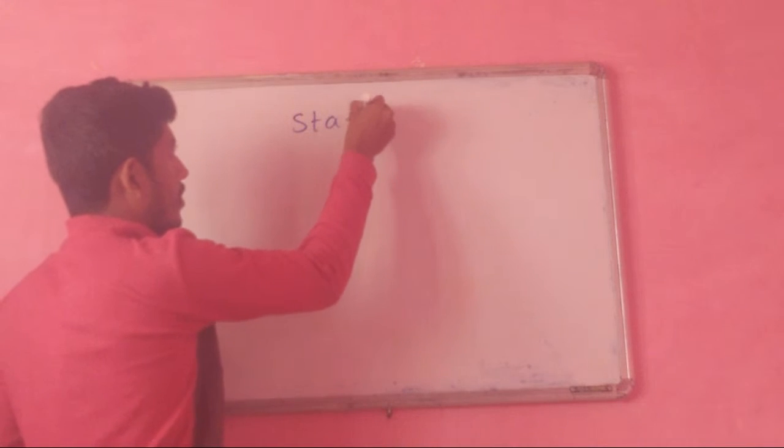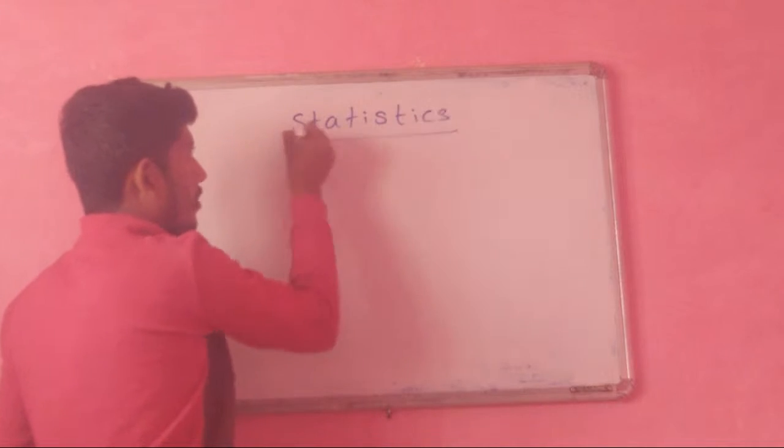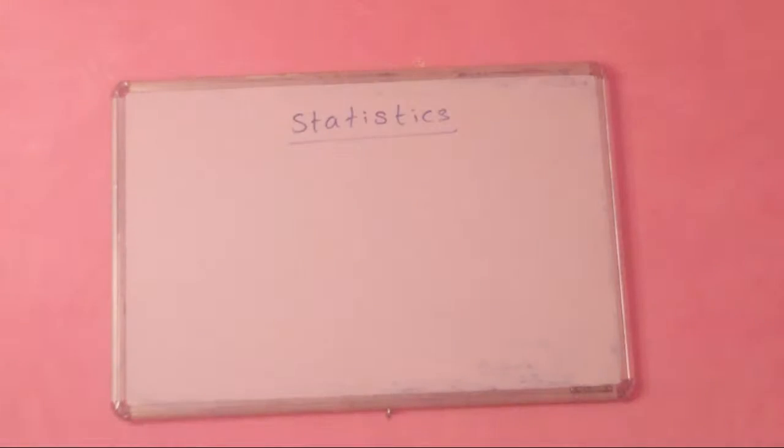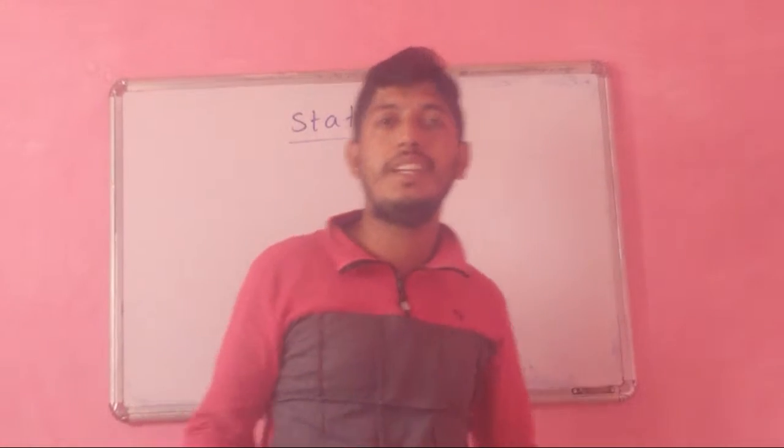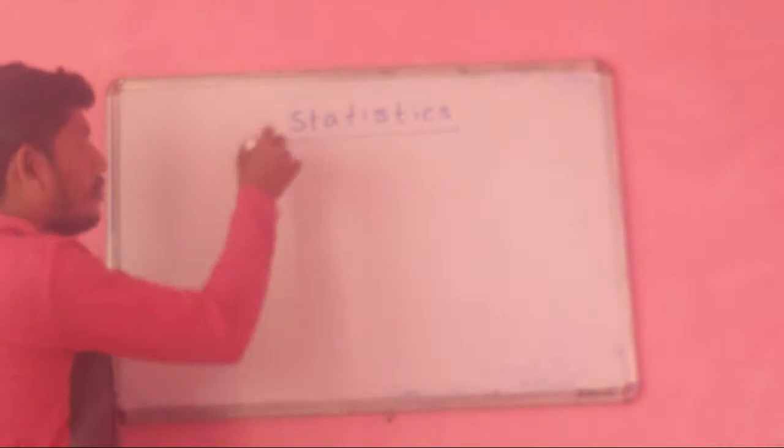So, in the standard 9th, we learned about statistics. So, what is meant by statistics? What do you know about statistics? We know only one thing: in statistics we have to find out mean, median, and mode. So, what is meant by mean, median, and mode? Before going to that, first we will learn what is meant by statistics.